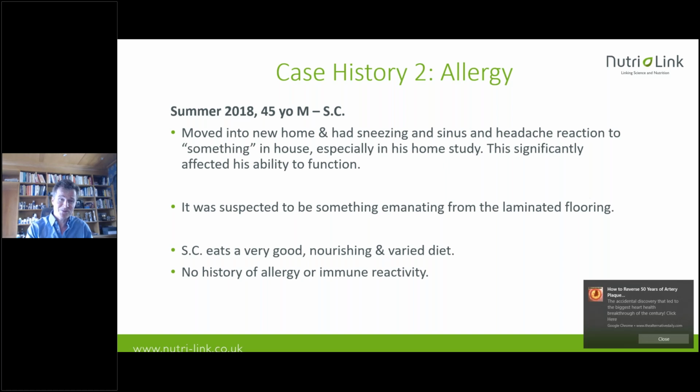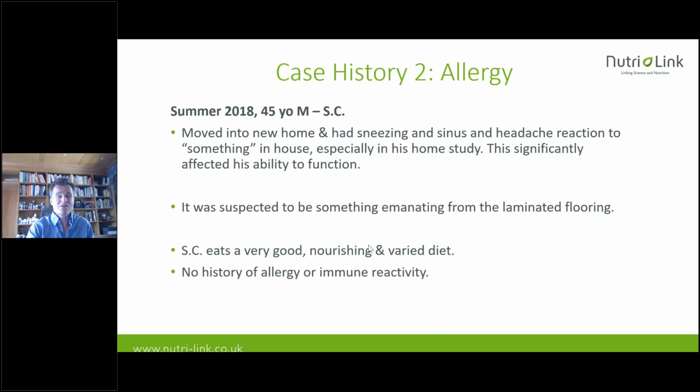The wife was an existing client. As we talked through it, he came to the conclusion that it was something from the laminated flooring, and he'd never been exposed to that in his previous existence, it just hadn't been there before. He ate a very good, nourishing, varied diet because his wife is a client of mine, and she's really into sound nutrition. No history of allergy or immune activity.